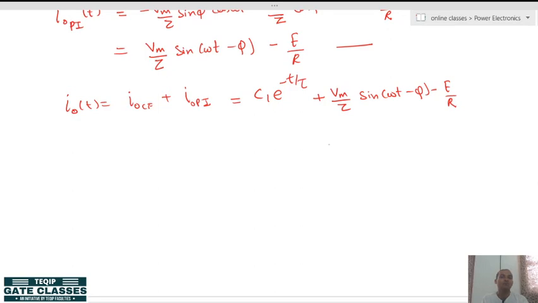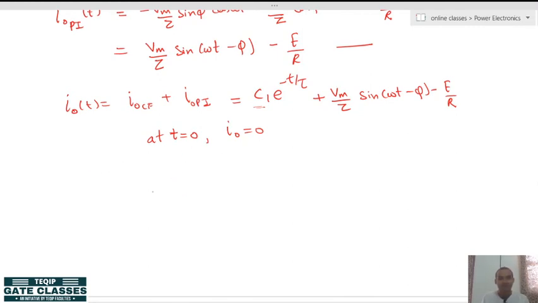And now we have to calculate this C1. So how we will calculate C1? By applying the boundary condition. So we can see that at t equal to 0, if you have seen the waveforms above, the load current was 0 because the diode was off, and even if the diode was on, if you go for the RL analysis, at t equal to 0 current will be 0. Why is it 0? Because inductor does not allow instantaneous change of current. So just prior to the switching the current was 0, that's why I am taking it as 0.